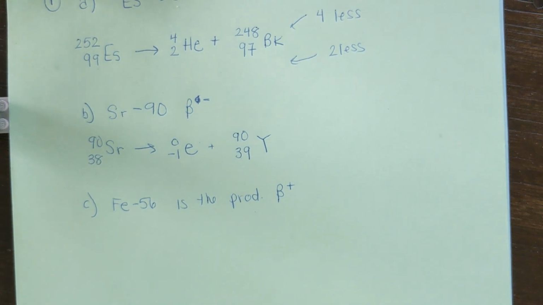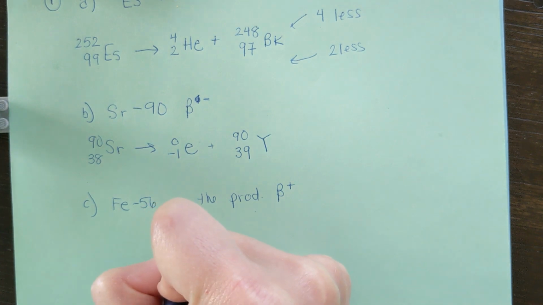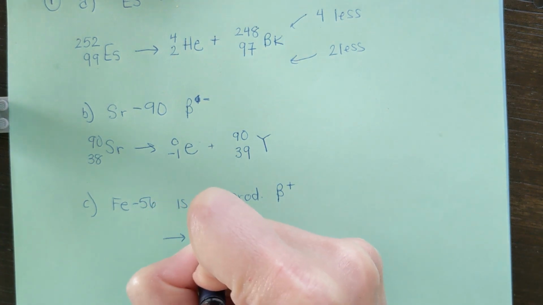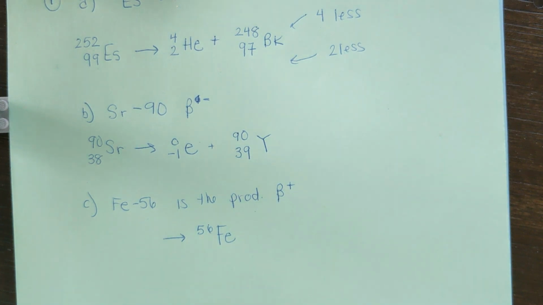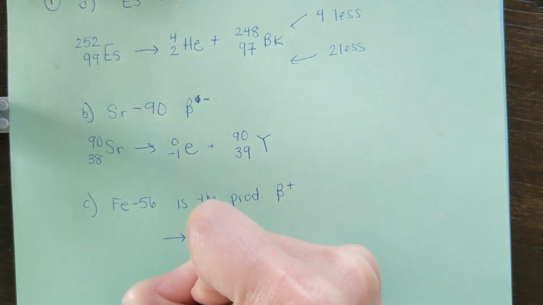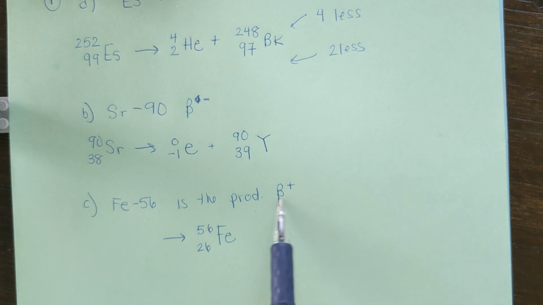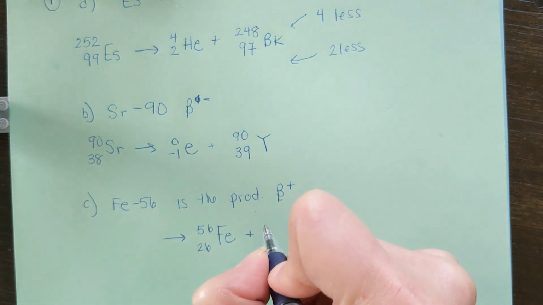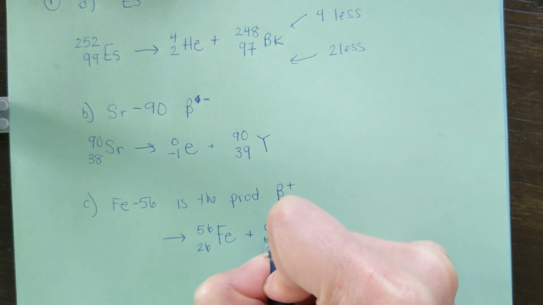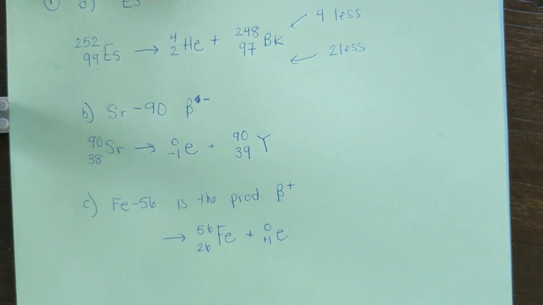Okay, so we're going to do this one a little bit different. So this is the product. So we're going to write our arrow, and we know that this is 56 Fe, and iron has atomic number 26. And we know our second product is a positron, a beta plus, so 0, plus 1, and e. So we need to figure out what the original radioactive nucleus was.